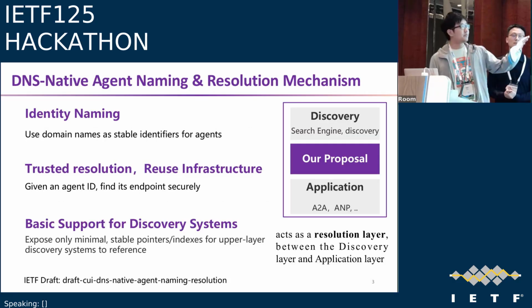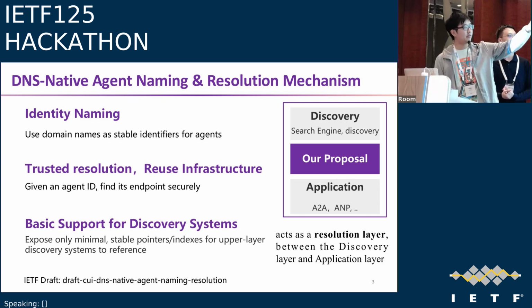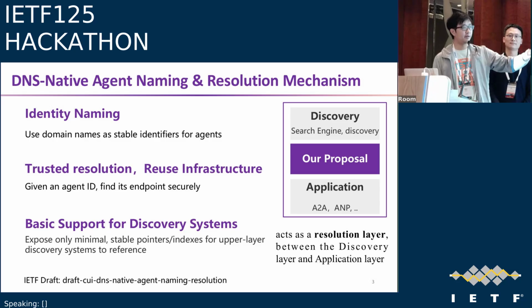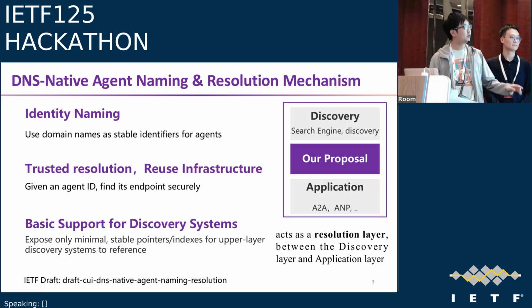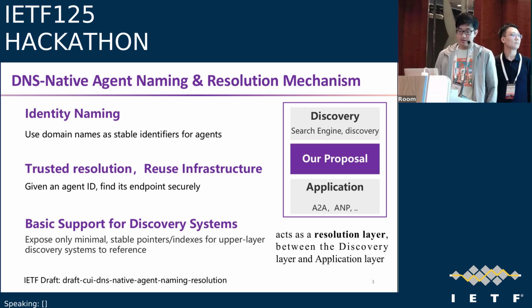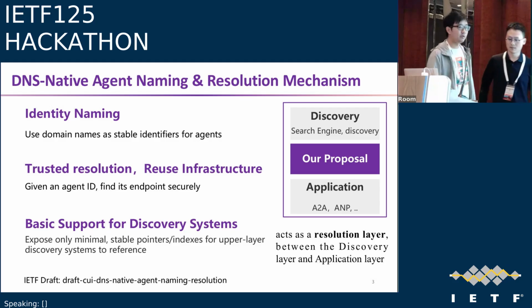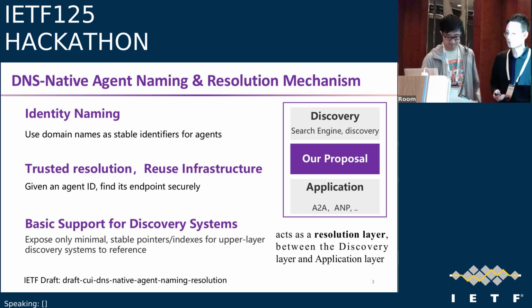The mechanism we define is in the resolution layer. It is not for discovery; we have another draft for that, but for the application we don't care about that here. First, we need to identify the naming, for which we use domain names as stable identifiers for agents. We also have trusted resolution, where we use the infrastructure, which gives an agent ID, to find its endpoint securely. And the last one is that we have basic support for discovery systems. Now the rest will be introduced by Chen Guang.